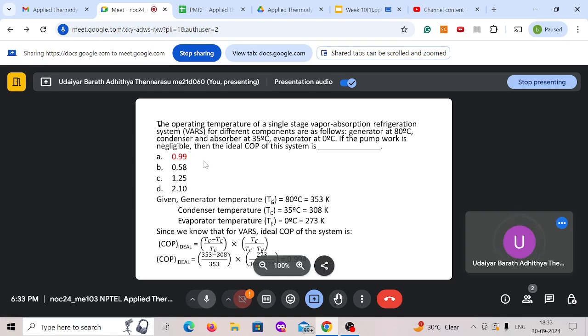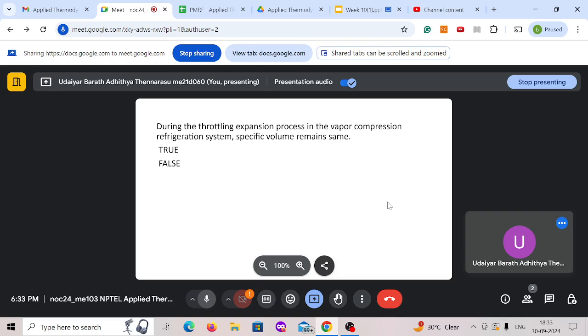So this is the COP of a vapor absorption refrigeration system, and you can see that this is lower compared to the COP of a vapor compression refrigeration system.